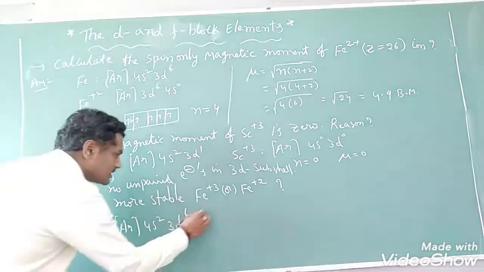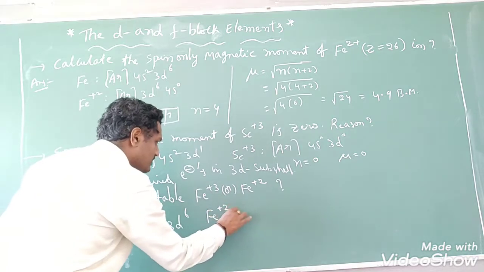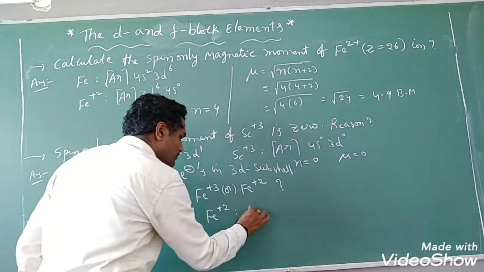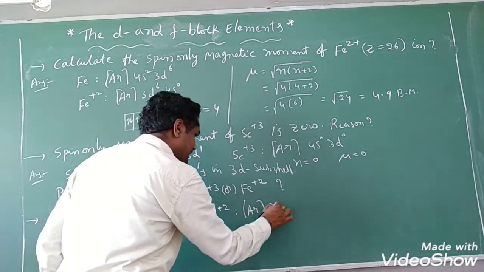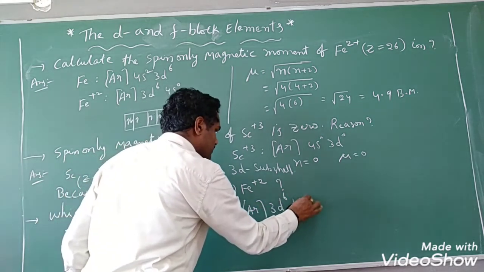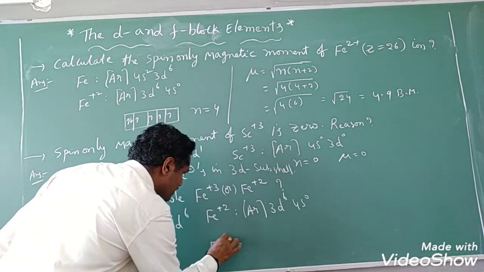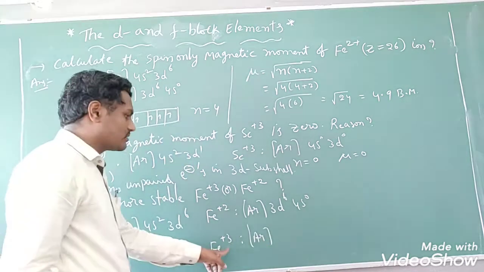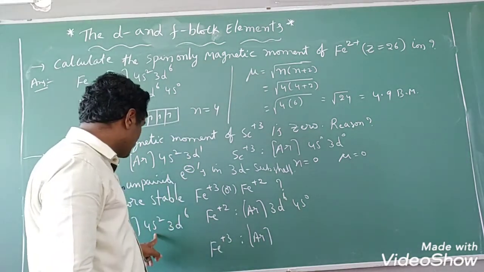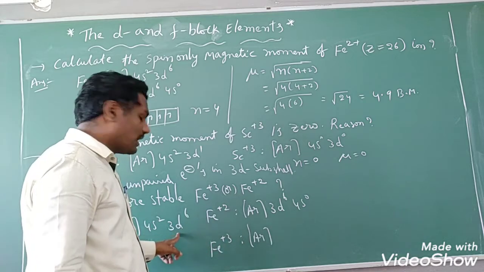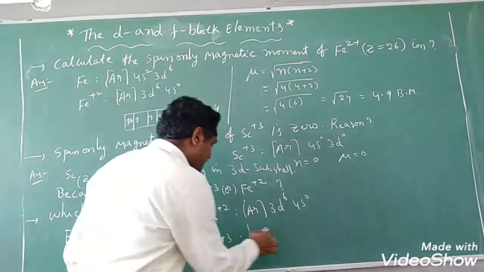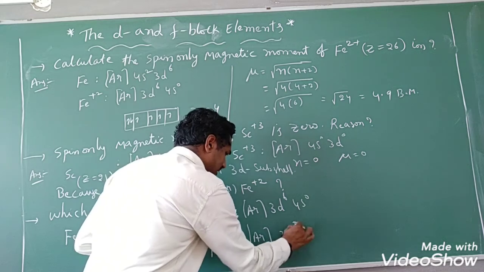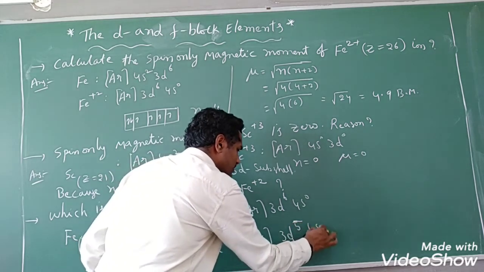Iron plus 2 means it loses how many electrons? 2 electrons lost from the 4th shell, that is the 4s subshell. So it becomes argon 3d6, 4s0. Now Iron plus 3 means it loses 3 electrons: 2 electrons lost from the 4th shell, and 1 more electron lost from the 3d subshell. Then its electronic configuration becomes argon 3d5, 4s0.